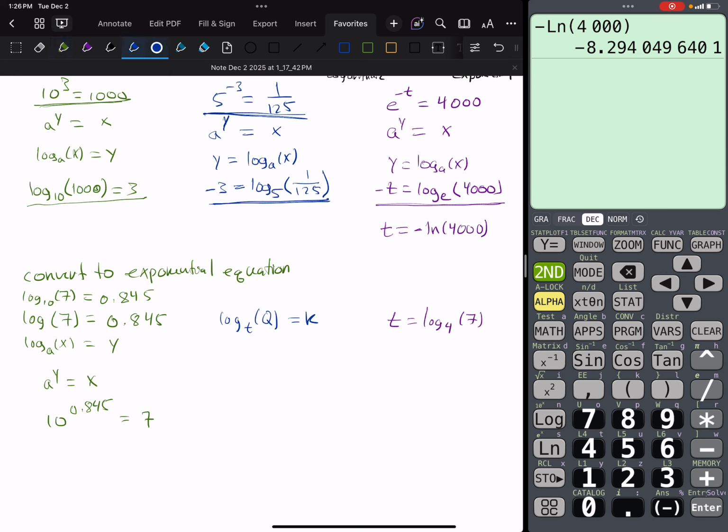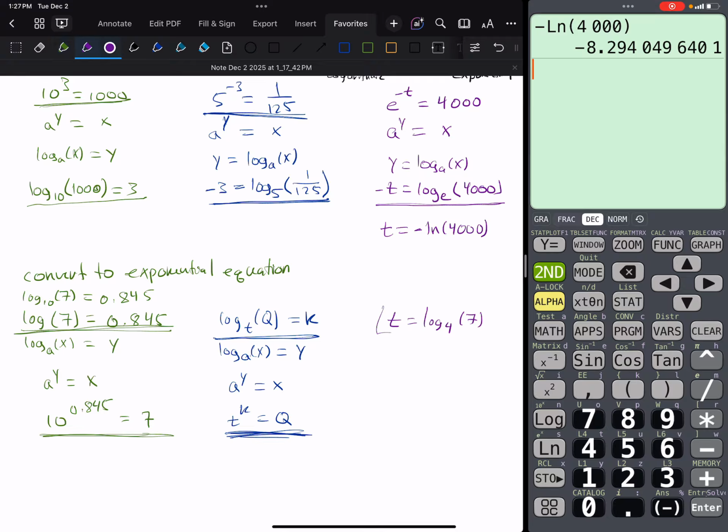Okay. Let's see if we can do this one. Now I've got log base a of x equals y, and I want to convert it to a to the y equals x. And so that's going to be a t to the k equals q. And I'll admit that's not a terribly illuminating answer, but it is a conversion from a logarithmic equation to an exponential equation.